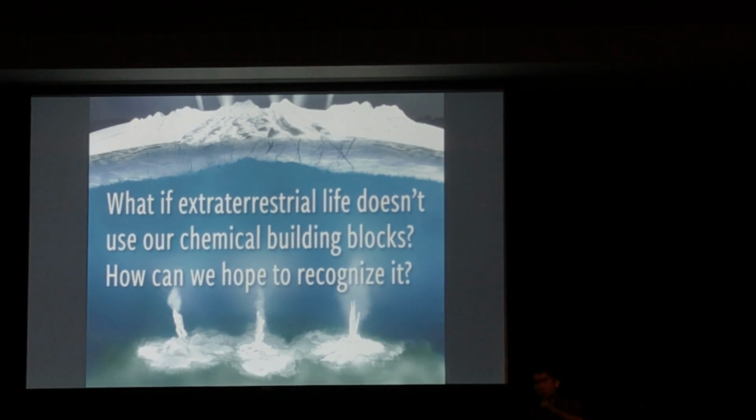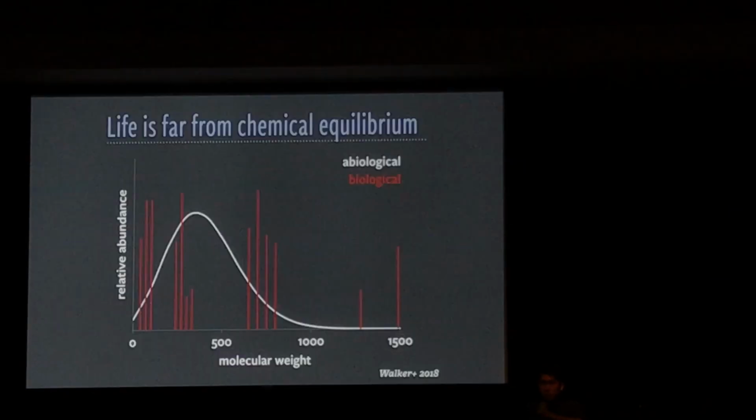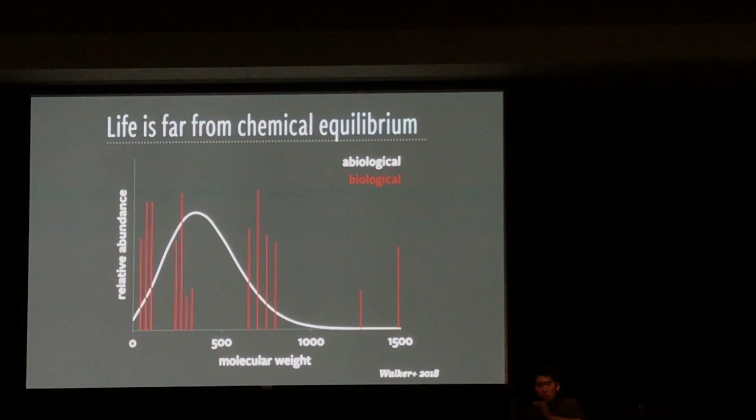So in this last portion of the talk, I'll give you a couple of ways that we're thinking about looking for what are called agnostic biosignatures. That would be biosignatures of life as we do not know it. So, first, life is far from chemical equilibrium. It's a fundamentally disequilibrium process.